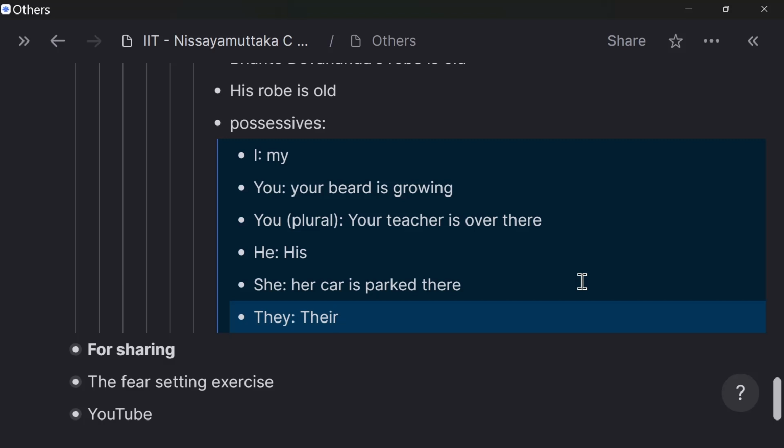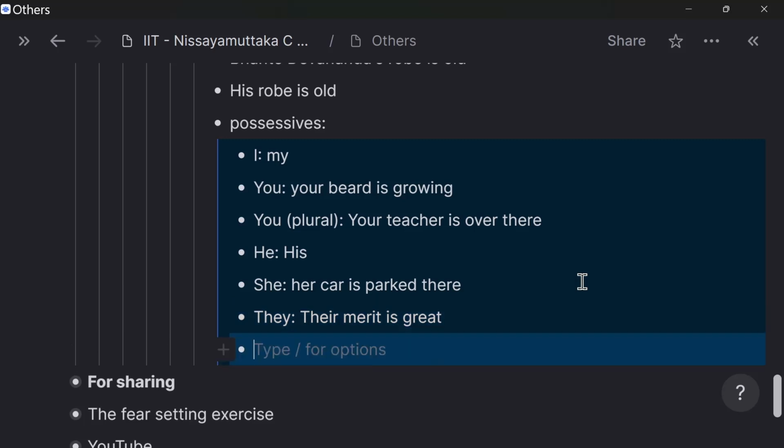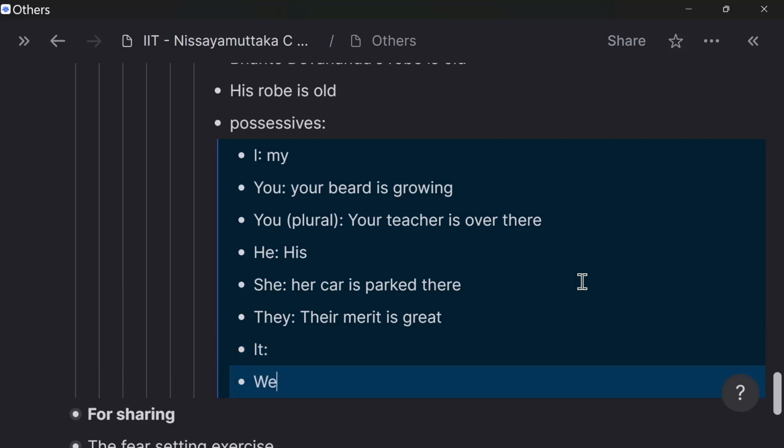Their, for example, their merit is great. Their merit is great. Okay. So have we done all pronouns? What about it? And we, right?